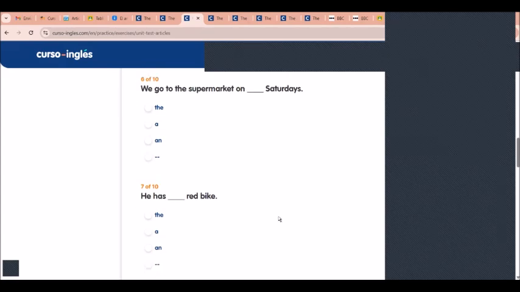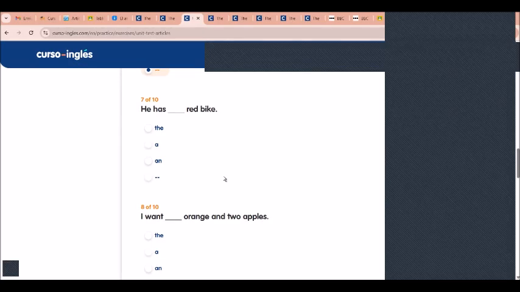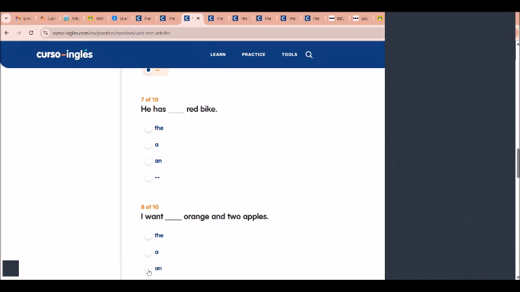Ada. Yes. We go to supermarket on Saturdays. Exactly. That's a habit. Mitzi. Yes, Mitzi? I want an orange and 2 apples. Okay, that's number 8. Number 7.